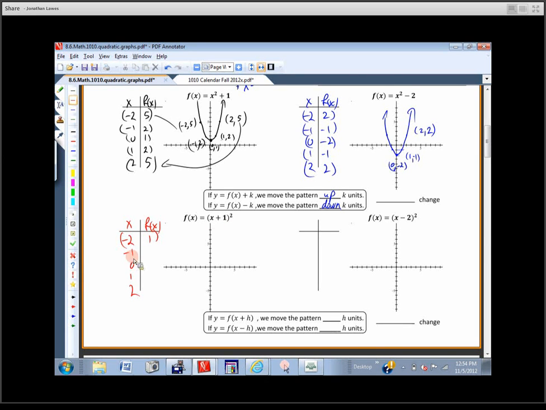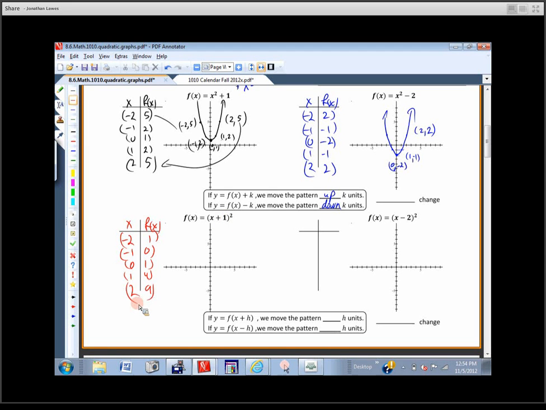Plug in a -1. Add 1, I get 0. It acts like a 0, so 0 squared is 0. Plug in a 0. Add 1 to it. 1 squared is 1. Plug in a 1. That's going to give me a 4 when I'm done. Plug in a 2. That's going to give me what? Plug in a 2, add 1, I get a 3, square that. The end result is I get a 9.